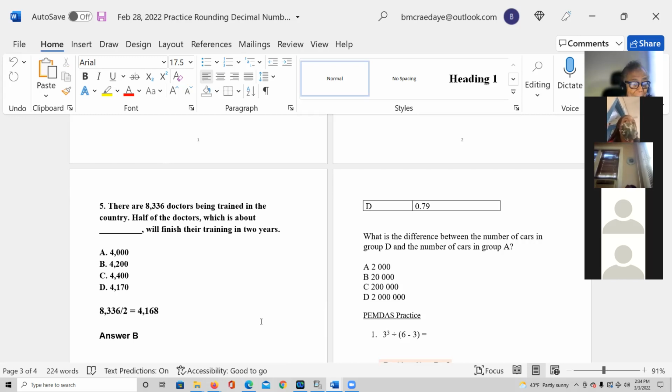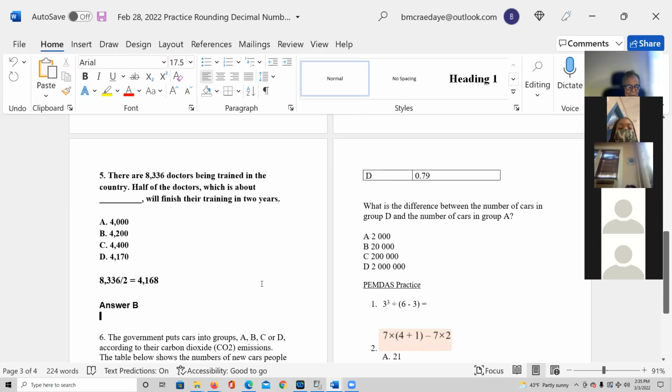Now, whenever you see about, that's an estimation, because a lot of times you estimate, right? When you go shopping, you estimate if you have enough money to purchase something, right? And so you're doing rounding all the time. You don't think of it as rounding, but you are, right? Okay, so the answer is B, just rounding without rules: 4,168, which is half of 8,336, rounds up to 4,200.